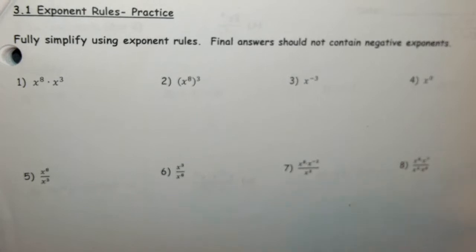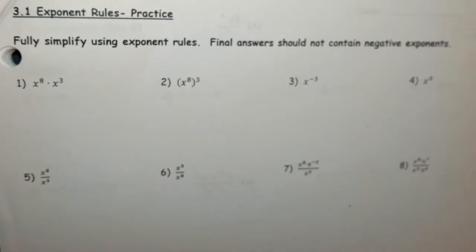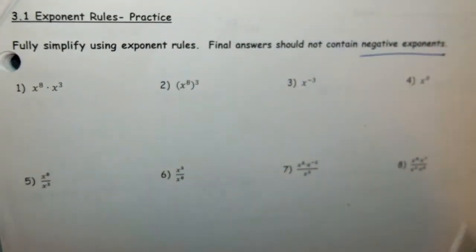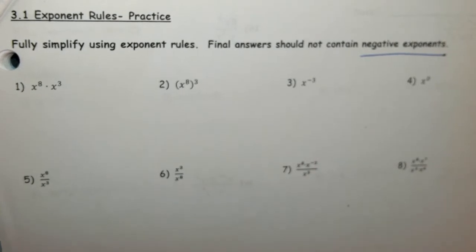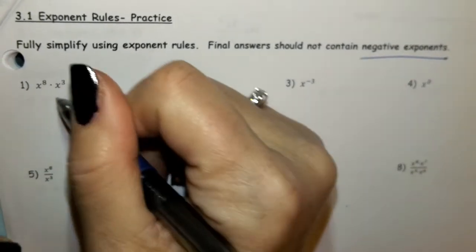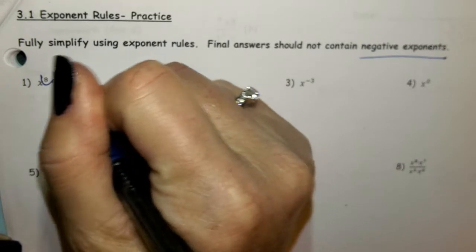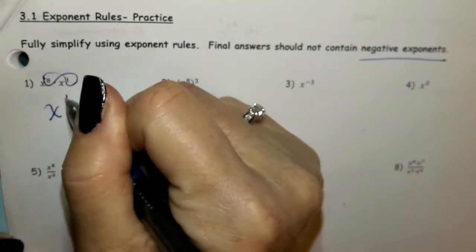Fully simplify using exponent rules. Final answers should not contain negative exponents. That's a biggie. So x to the 8th times x to the 3rd. We want to add our powers when we multiply. So this will be x to the 11th.